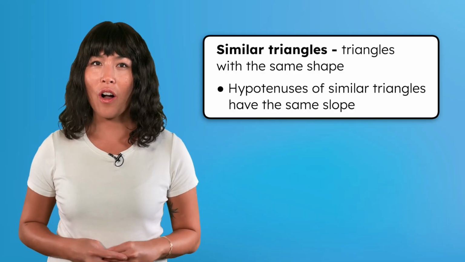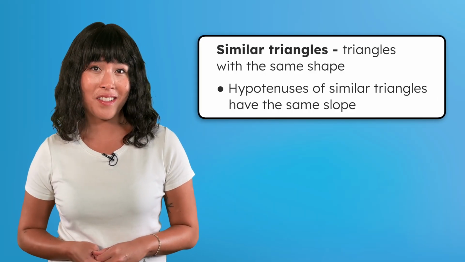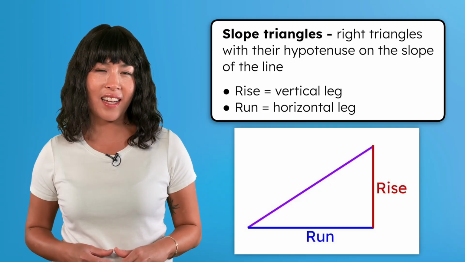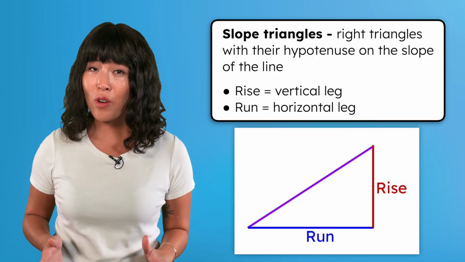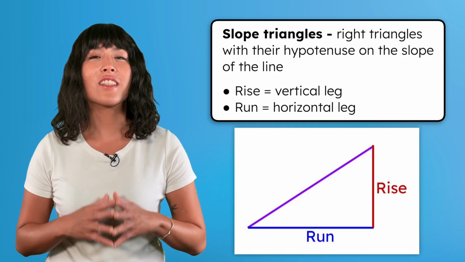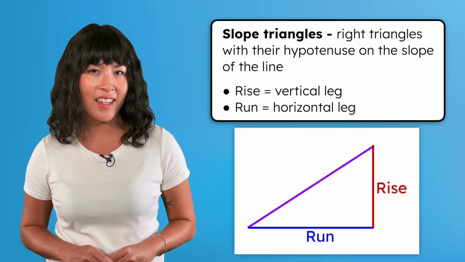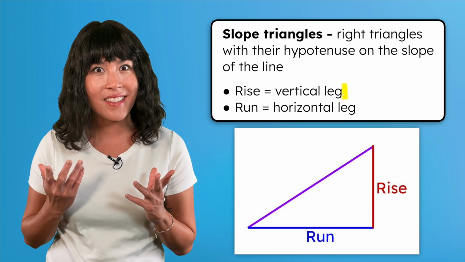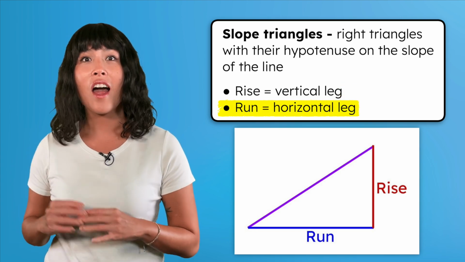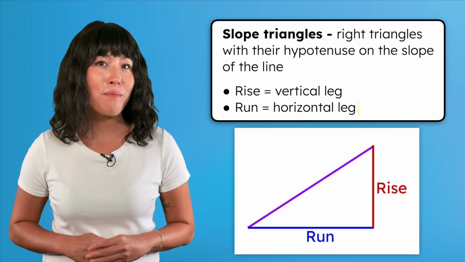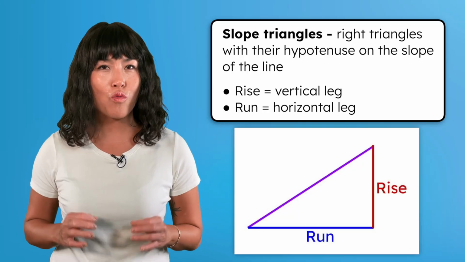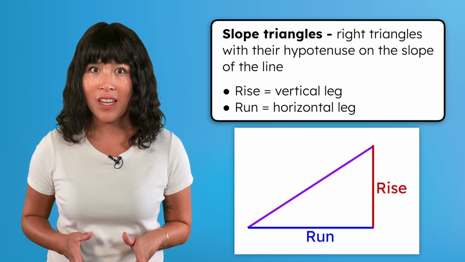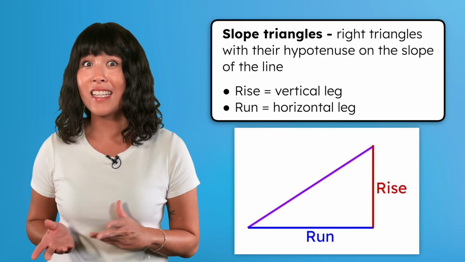In fact, we call these slope triangles. They're right triangles with their hypotenuse on the slope of the line. Slope triangles are right triangles whose hypotenuse lies along the line we're measuring. The vertical leg of the triangle represents the rise, and the horizontal leg shows the run. When we measure the rise and run, we're really just determining how far the line goes up or down and how far it goes side to side.